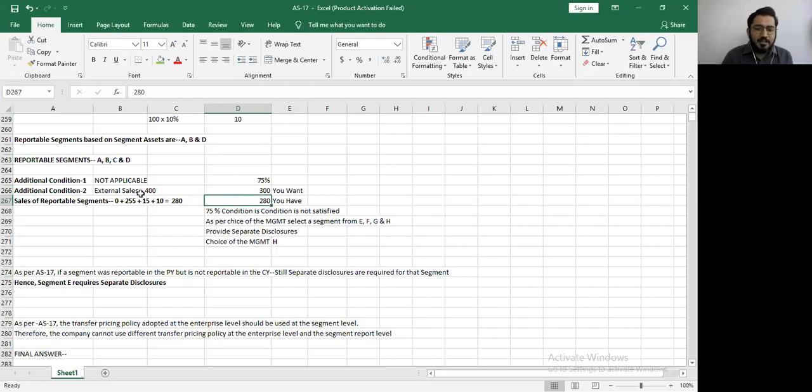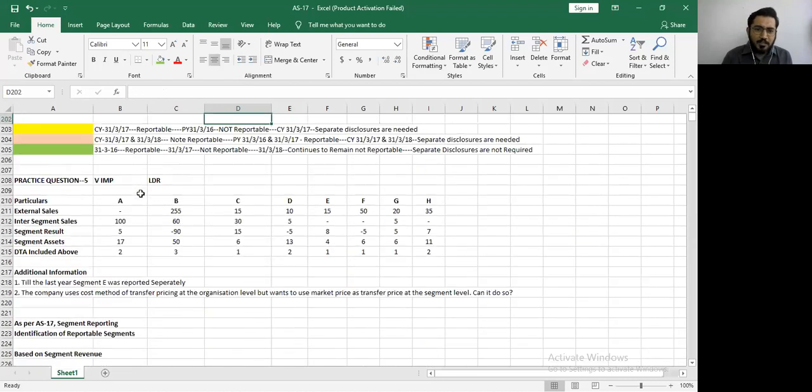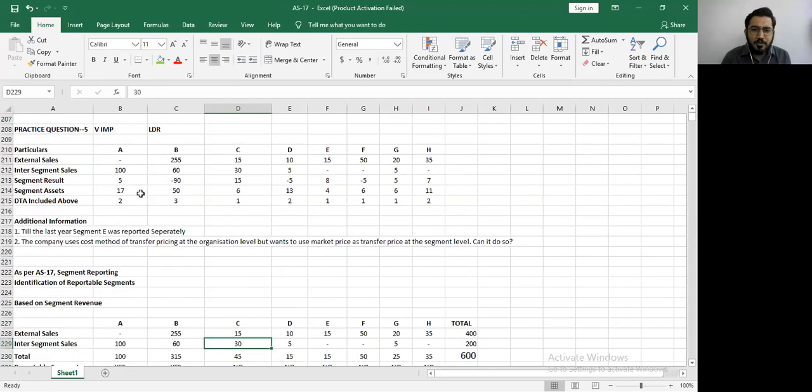हमको satisfy करने के लिए ये करने को कहा है कि आप अपनी choice का कोई भी एक segment report कर सकते हो. In this case, we will look at the question and find out which segment should we report, and that will be beneficial to us. So A, B, C, and D are already reportable. We will try and find out from E, F, G, and H.